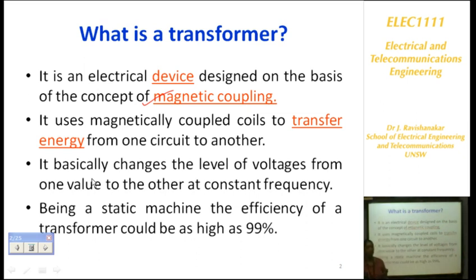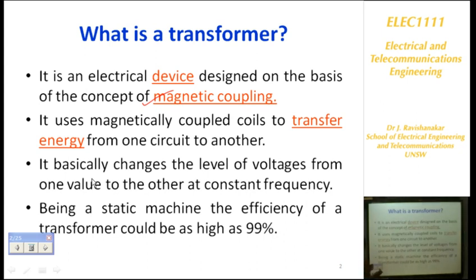When you have two inductors placed near each other, the flux present in one inductor will link with the other inductor, and because of the flux linkage, there will be a voltage induced in the second inductor due to Faraday's law of electromagnetic induction. So this is what is called the magnetic coupling.